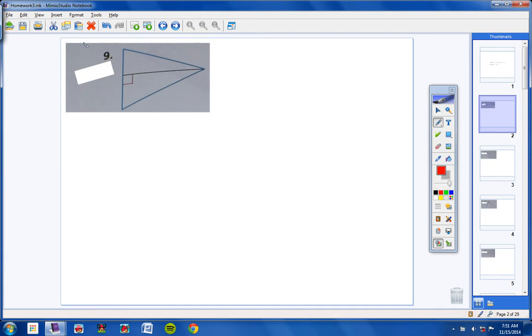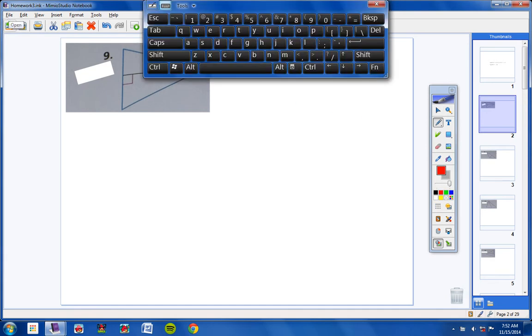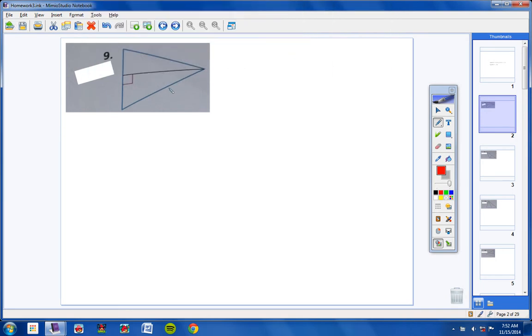Let's take a look at numbers 9 through 12. Name the special segment of the triangle. Notice on number 9 that we have a segment that runs from the vertex to the opposite side in such a way that it's perpendicular. Now notice there's no mark here and there's no mark here, so we don't know for sure that this point is the midpoint. The only thing we know is it comes from the vertex and it's a right angle. Well, that's called an altitude, guys.